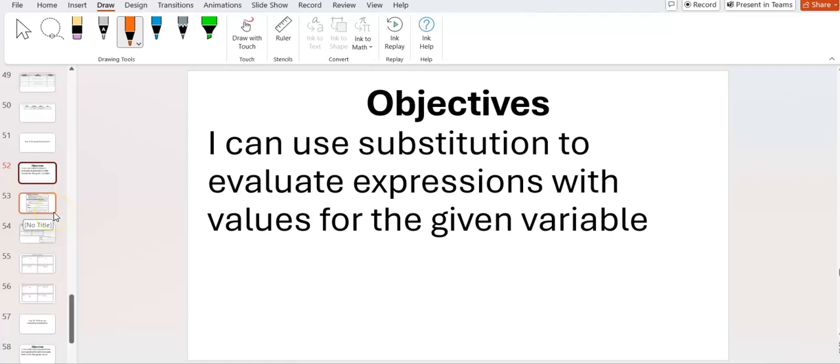And our objectives today: at the end of this lesson, you're going to be able to use something called substitution to evaluate expressions with values for the given variable. So substitution is important. You're going to hear it in 7th grade and 8th grade and in algebra and in high school. So we're going to use that phrase. We'll talk about it, okay?